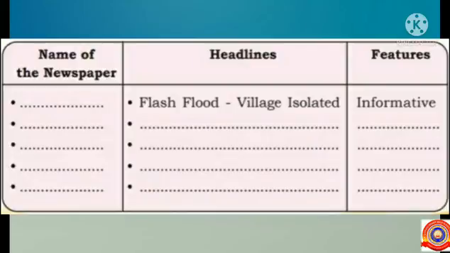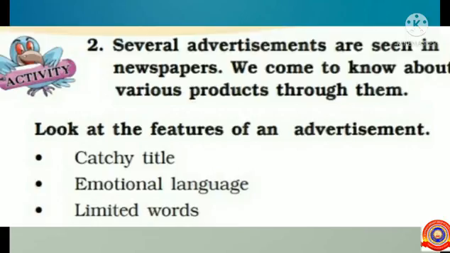Now all of you take page number 88. Look, activity 2. Several advertisements are seen in newspapers. We come to know about various products through them. Look at the features of an advertisement. All of you read it. Catchy title, emotional language and limited words. So these are the important features of an advertisement. All of you mark it as very important.